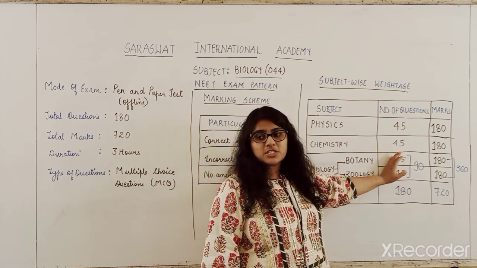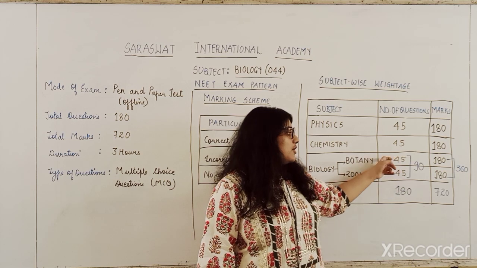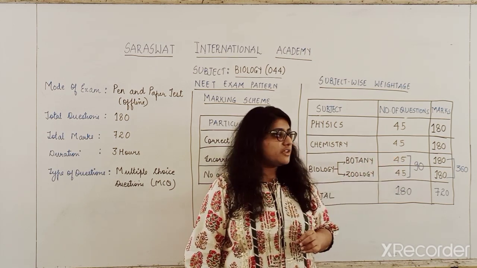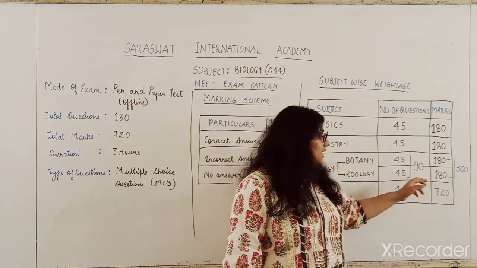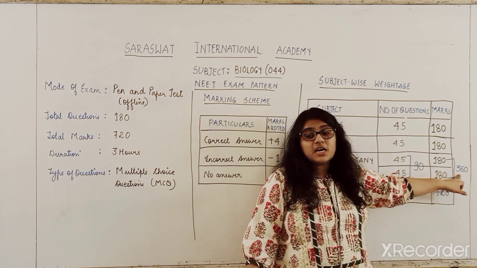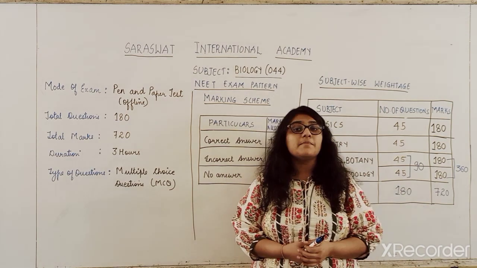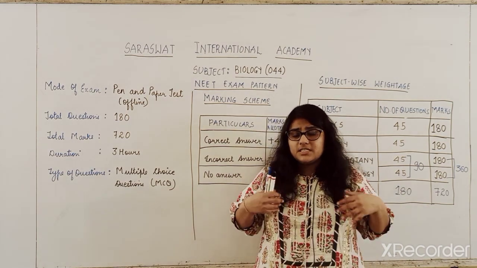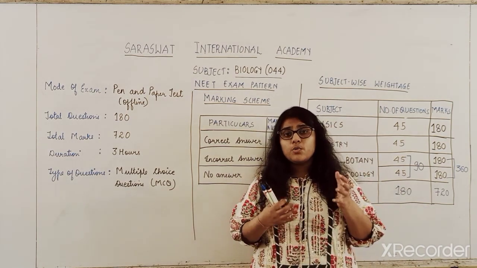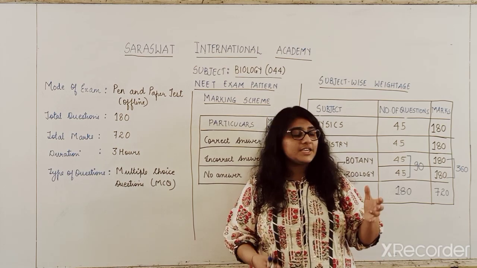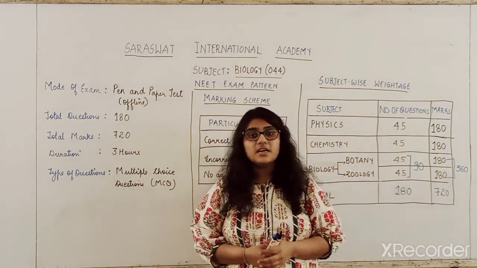Total how many questions are there? 90 questions. 45 of botany, 45 of zoology, and it will give you 360 marks for the biology subject. So from this you can see the importance of the biology subject. Maximum questions are asked from which section? They are asked in biology.